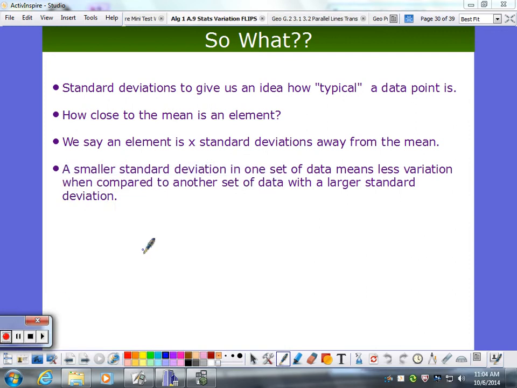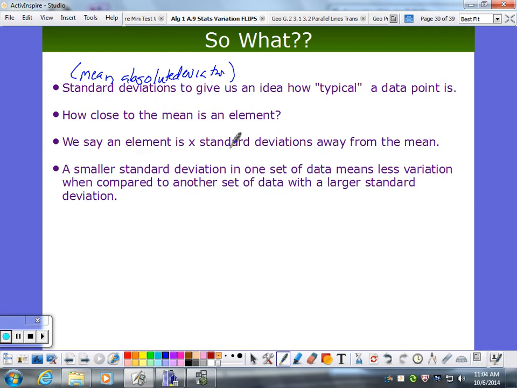Now, the big question should be, so what? Meaning, we've learned about mean absolute deviation. We've learned about standard deviation. What for? So what are these, standard deviation, including mean absolute deviation? They really are different ways to measure the same thing. And what do they measure? How close or how far apart the data is.